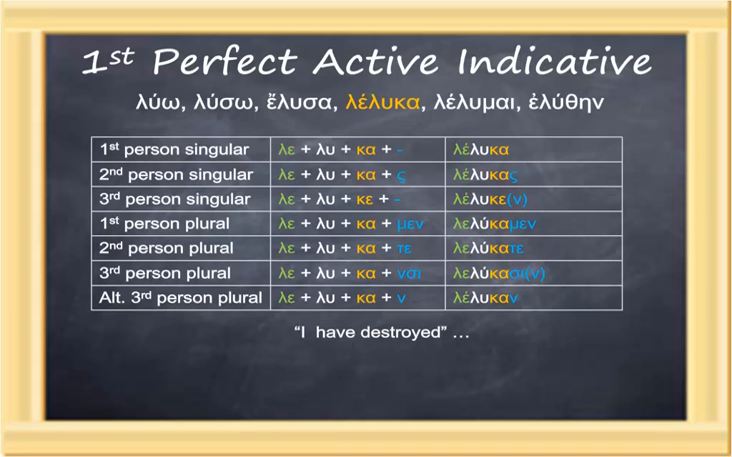Initially, those primary active endings are as expected: nothing and sigma for the first and second person singulars.